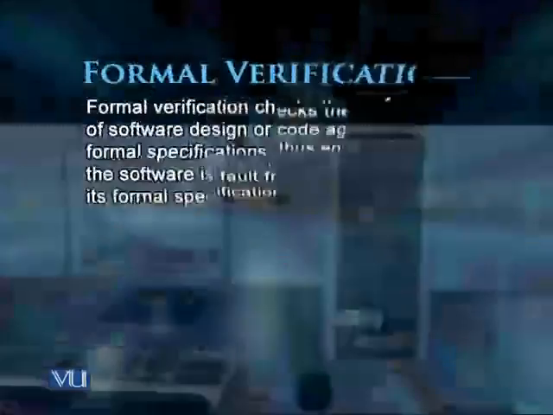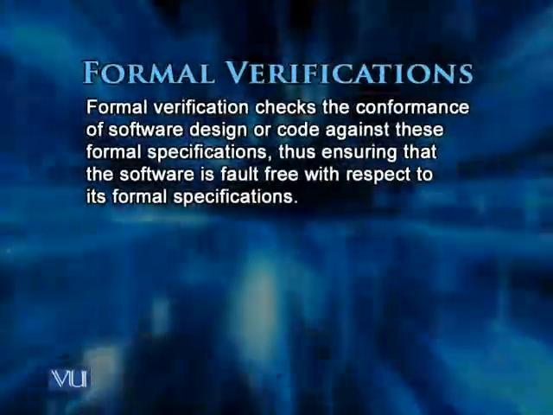So once you have the formal specifications, then you have a development activity followed by a formal verification. The formal specifications say that this is what should be done, then that product is developed, followed by a verification that yes, we have met those formal specifications. This formal verification ensures that software is fault-free with respect to its formal specifications.